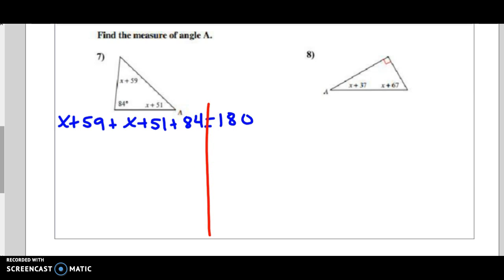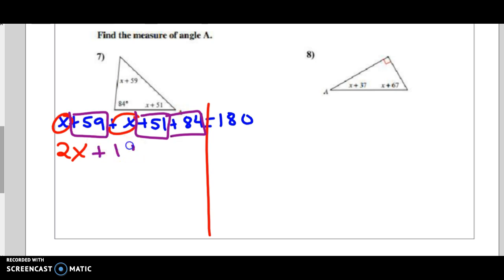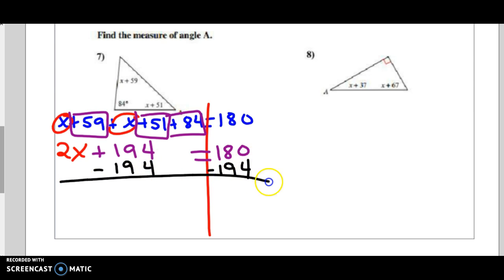So draw a river through my equal sign, and I have some like terms that can be combined. I have positive x and positive x. They combine to give me 2x. Then I have positive 59, positive 51, and positive 84. When I add those terms together, I get 194. So 2x plus 194 equals 180. Now I'm ready to solve my two-step equation. I subtract 194 from both sides, and that leaves me with 2x equals -14. But I need to solve for x, so when I divide by 2, I get x equals -7.